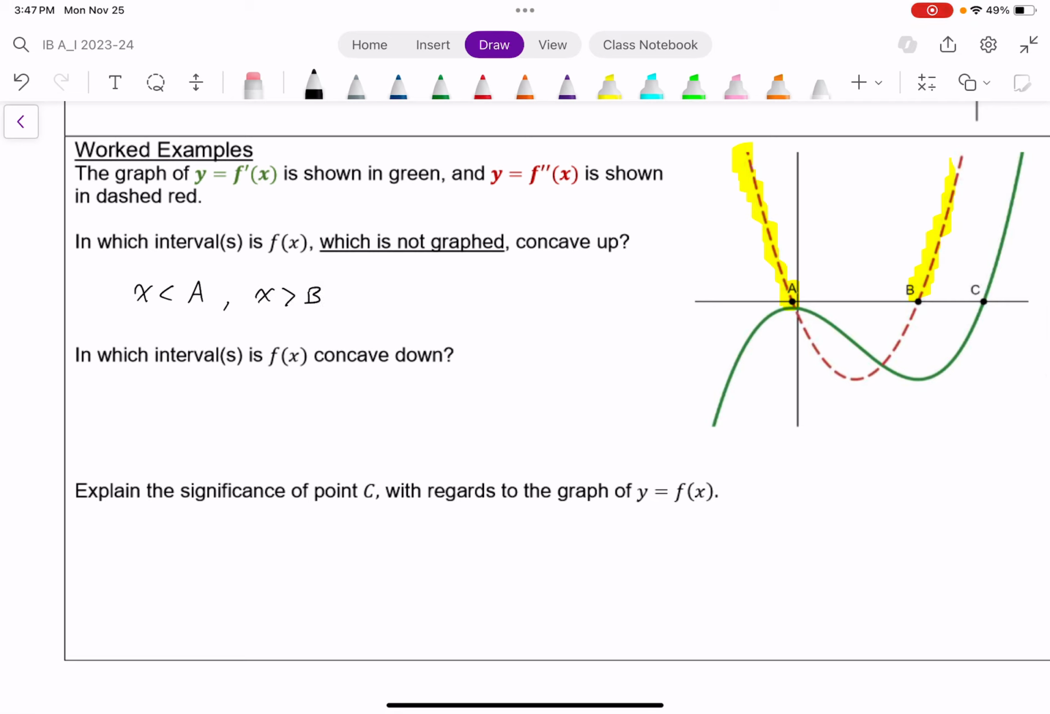So where it's concave down, well, that's where my second derivative is negative. So between a and b.